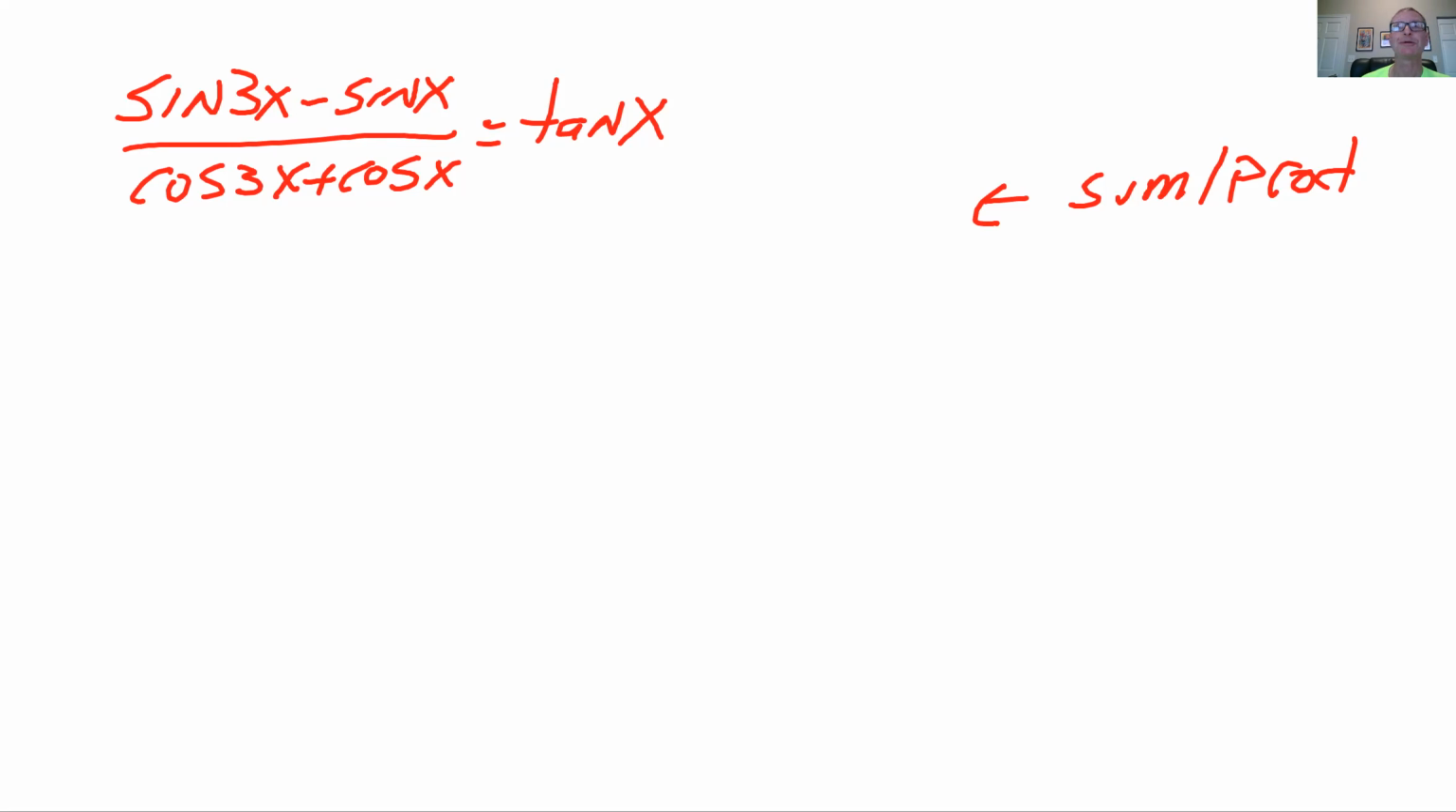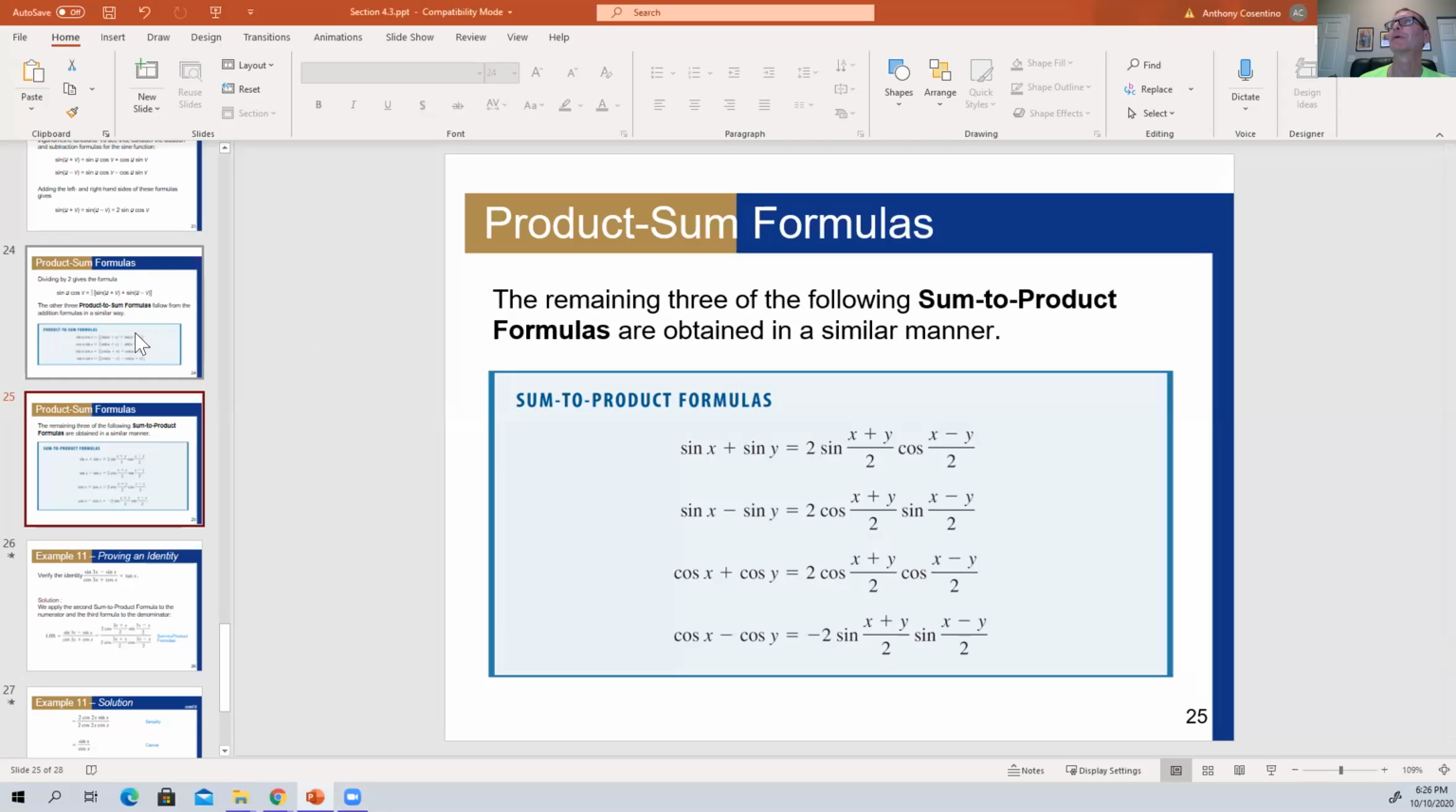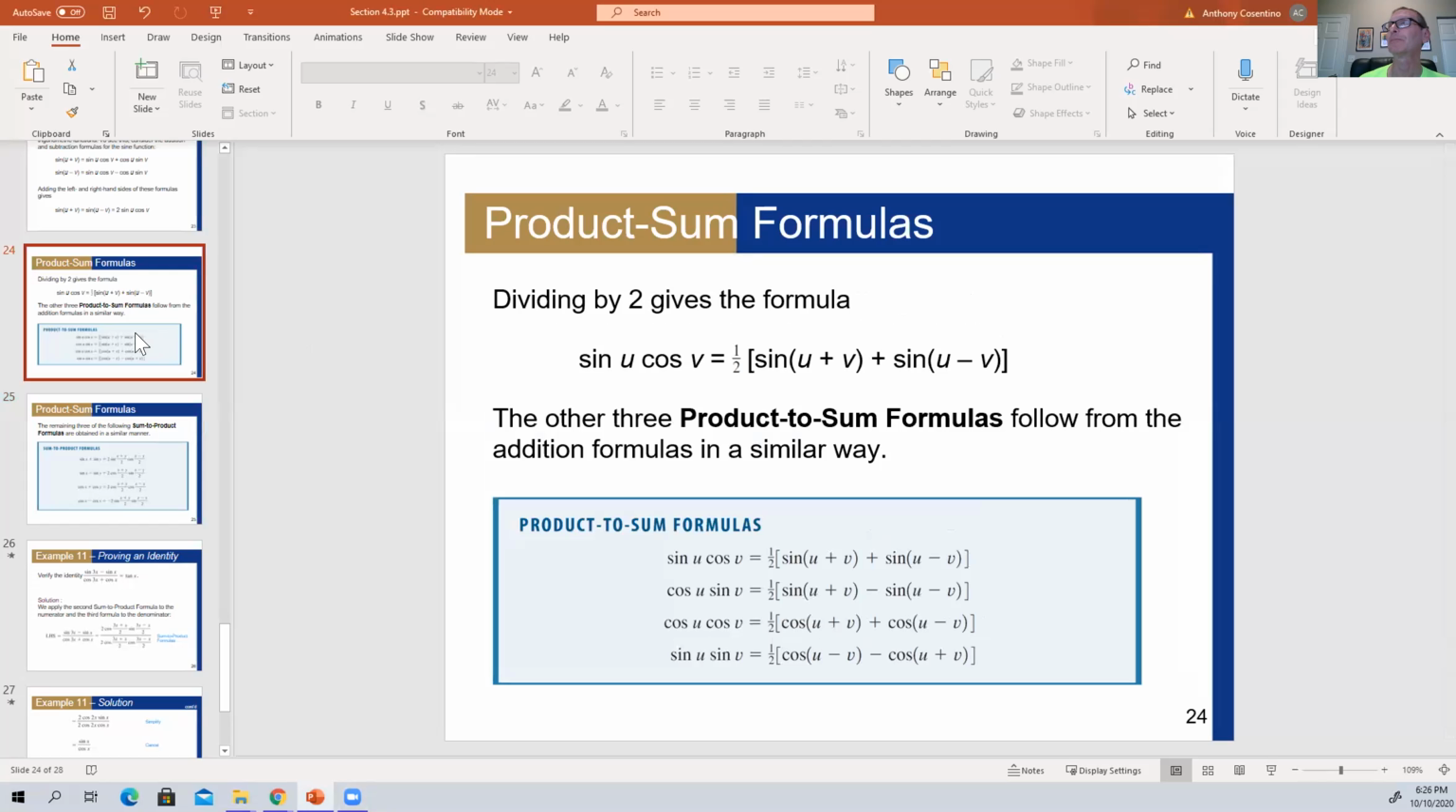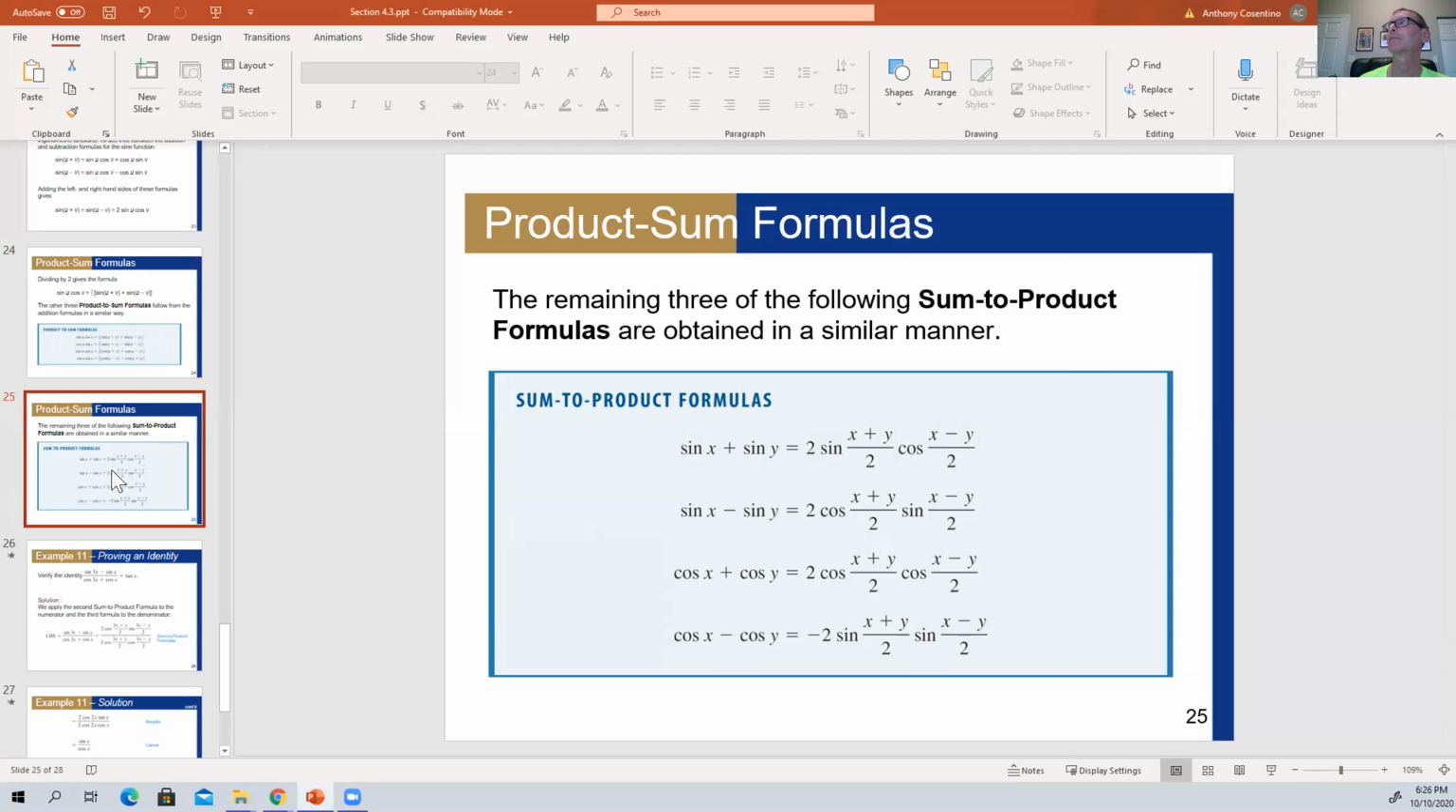Don't think I showed you these. So we had the product to sum, right? And now we have the sum to product. And you could see that basically we just moved the 2 on the other side there with regard to those calculations. And so these are the sum and product.